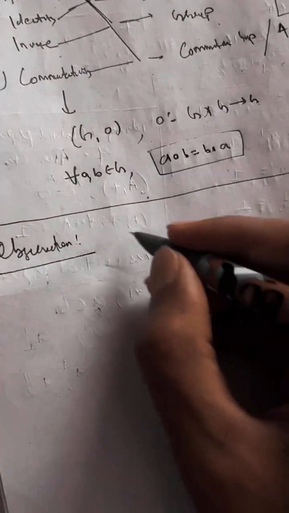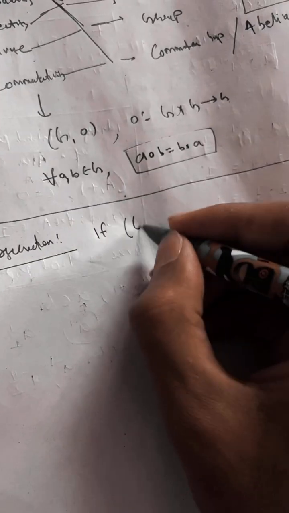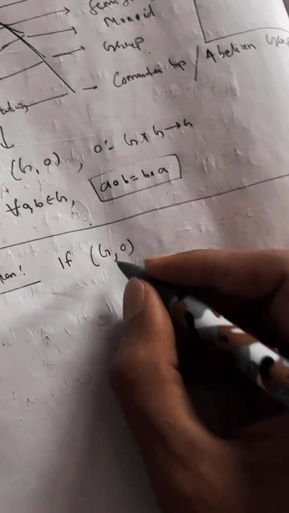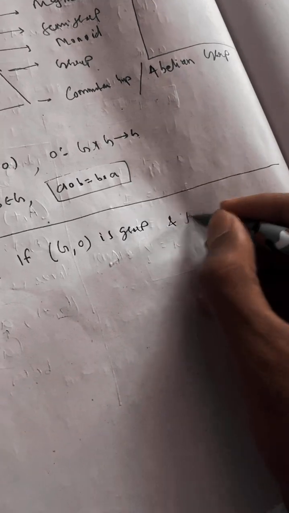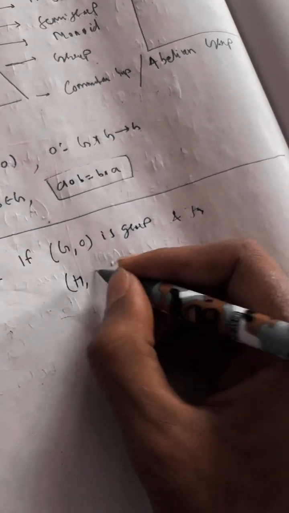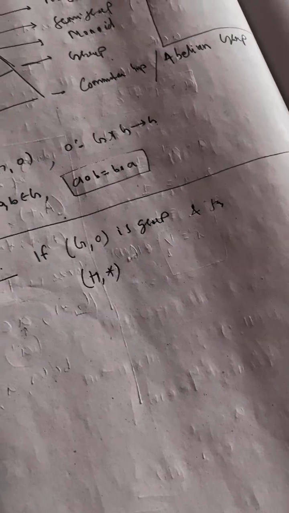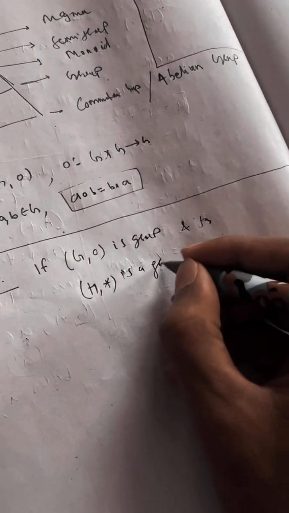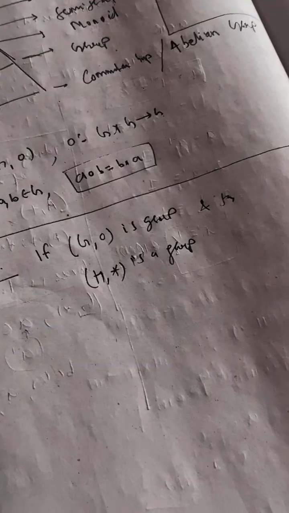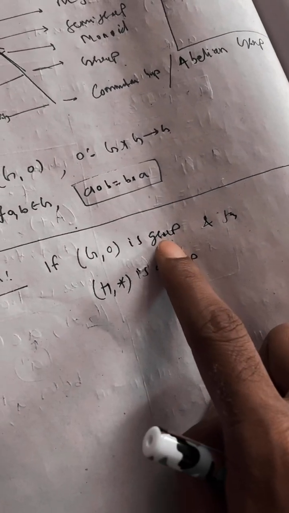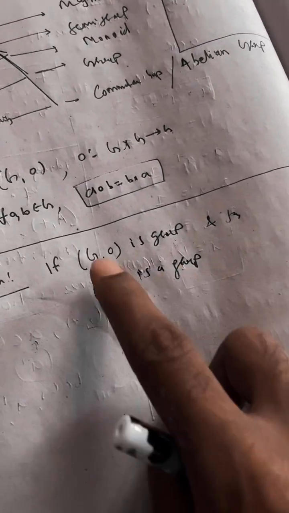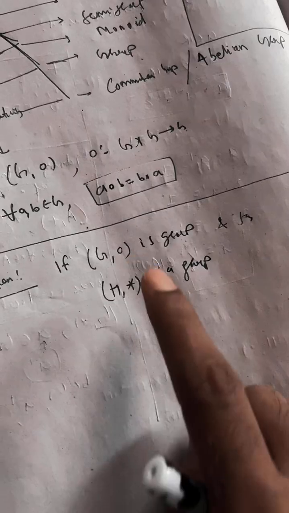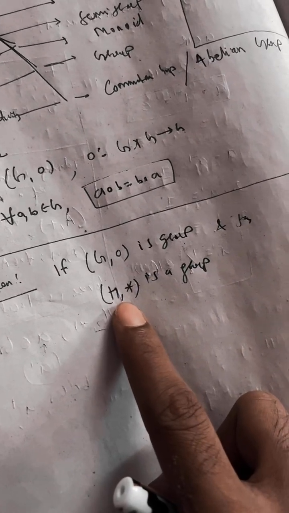Observation is, if there is a group G with operation O, okay, let's say G is a group, and say there is another group H with another operation star is a group. And what does group mean? Group means it satisfies all 4 properties: closure, associativity, identity, inverse. So this group also satisfies all those 4 properties. This group also satisfies all those 4 properties.